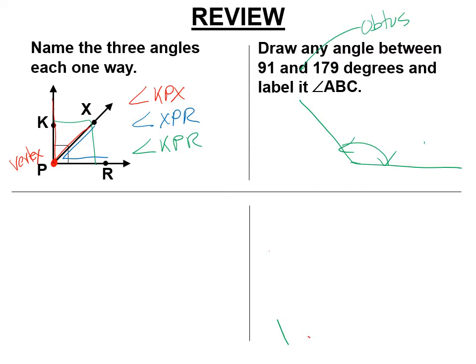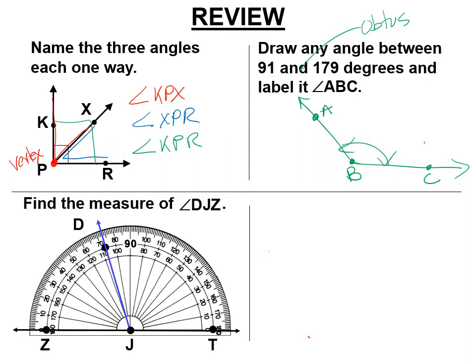So it says label it ABC. So you have to put a point A here, then you have to put a point B as the vertex, and then you have to put a C over there. As long as B is the vertex, you'll be fine.